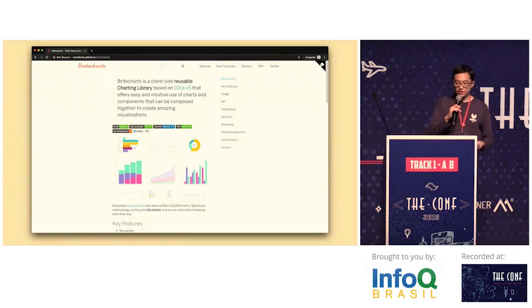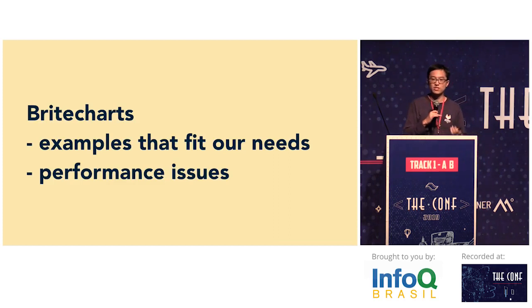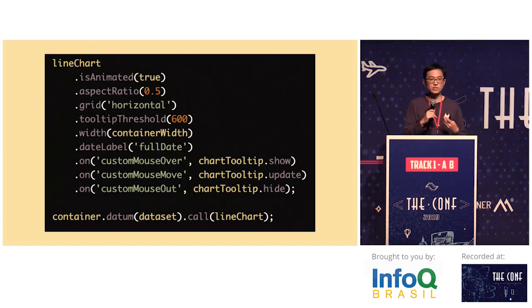When we investigated further, Britecharts had examples that fit our needs, but it started to hit performance issues once you had a lot of data points. And so that was a big drawback for us. But here's some examples of what Britecharts look like. So you can see it's a little bit more abstraction. You can call things like isAnimated, aspect ratio. It's easier to understand what options you can apply rather than in D3 where you have to set the scale and be very explicit about it. So overall, it was a better D3 abstraction, but it still wasn't great for our purposes because we had the performance issue and we wanted to scale well as well.